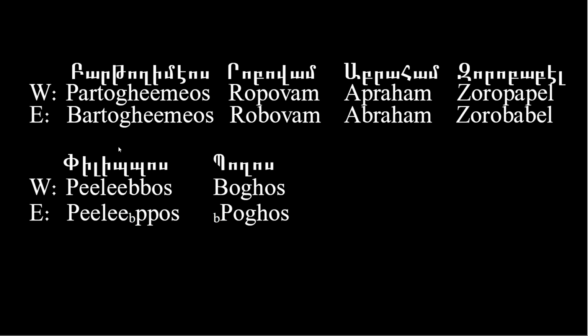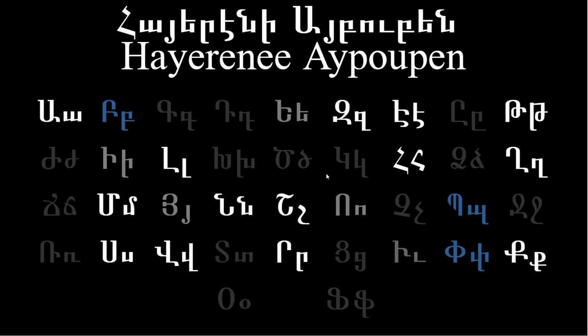Here we have the name Philip, which in Western Armenian is Philippos, while in Eastern Armenian it's Philippos. Then we have the name Paul, in Western Armenian is Boros, in Eastern Armenian it's Boros. With that, we've covered the first group. So we've unlocked all of these 3 letters of that first group.